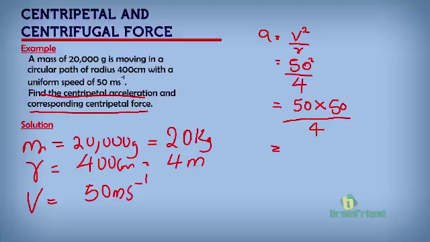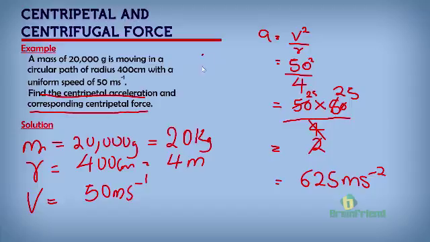Just to make it a little simpler and easier, if we divide this by 2 and divide this by 2, we're going to have 25 here. And then we divide this by 2 and this also by 2, we're going to have another 25 here. And then 25 multiplied by 25 is going to give us 625. And that is meters per second squared. So that will be the centripetal acceleration for this object.